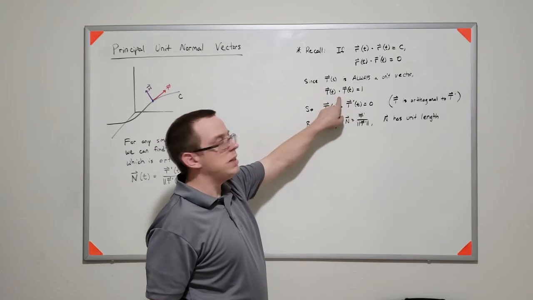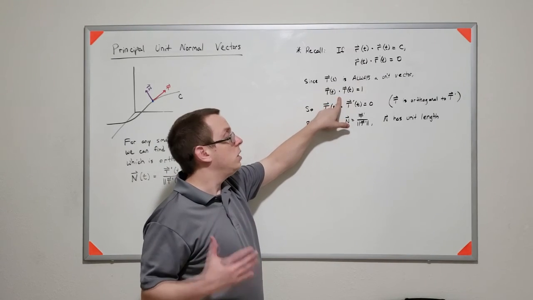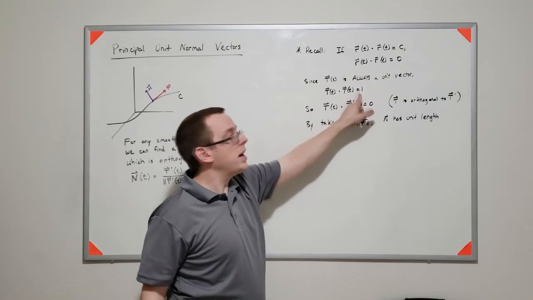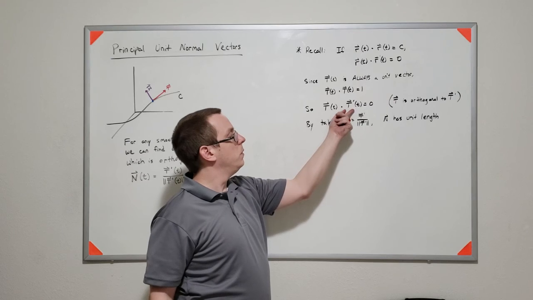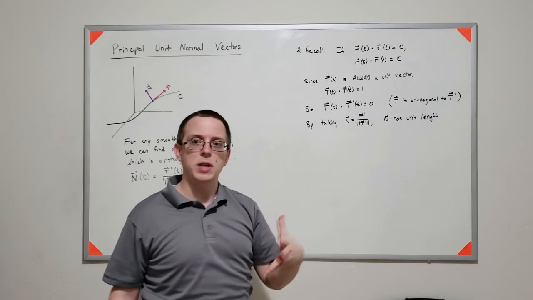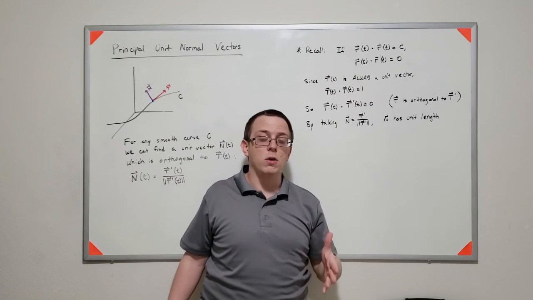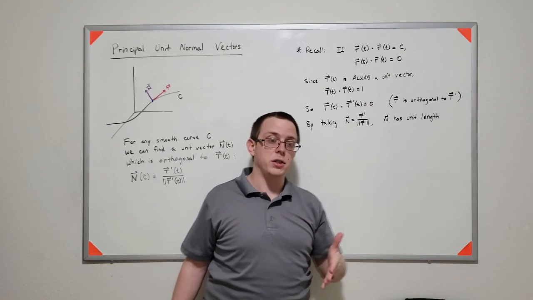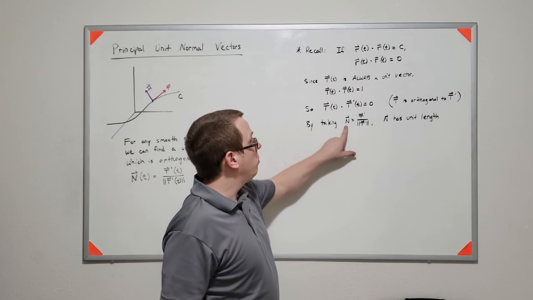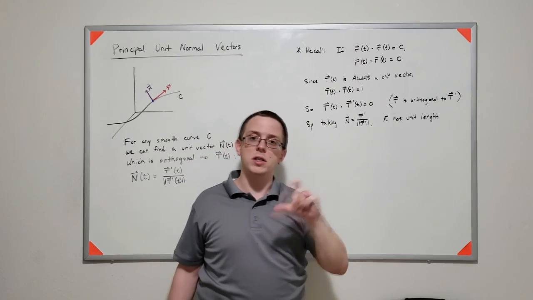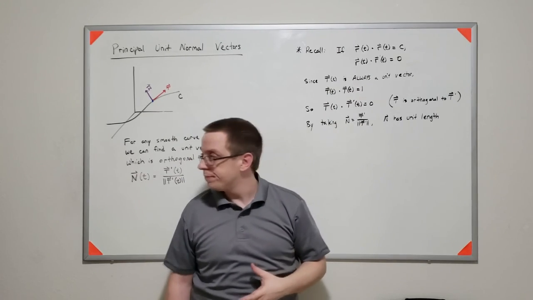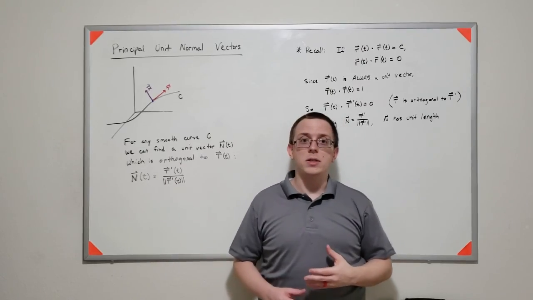But remember, the unit tangent is a unit vector, so its magnitude is always 1. So that tells me that the derivative of the unit tangent vector is always orthogonal to the unit tangent vector itself. So then what we do is we just take that and divide it by its magnitude, so we can always scale to have a unit vector. And that's really all it takes to get that unit normal.